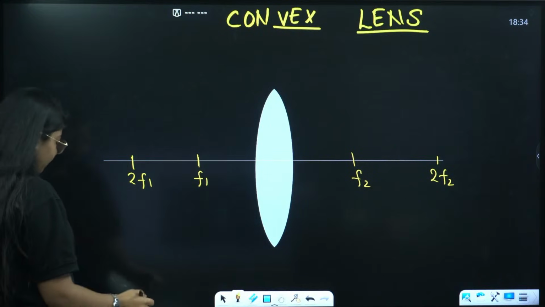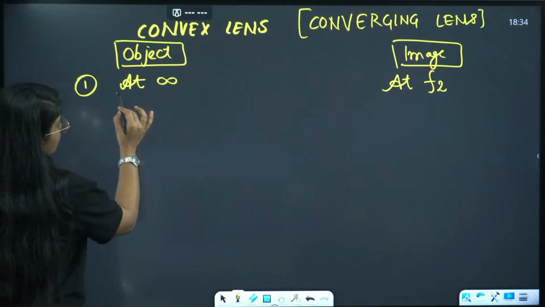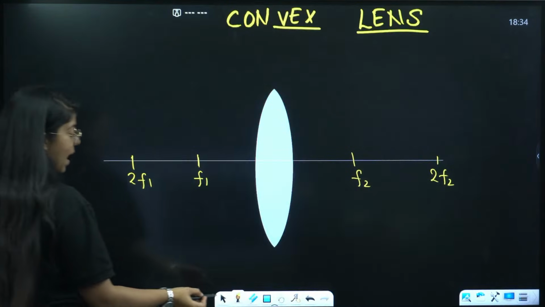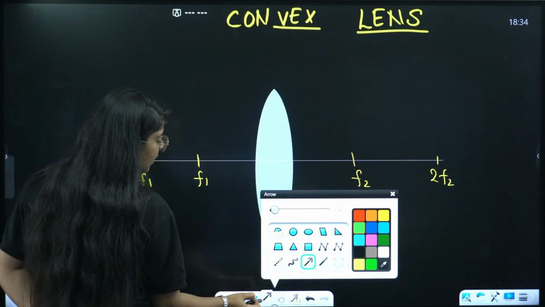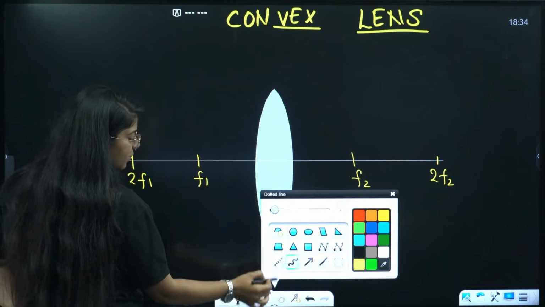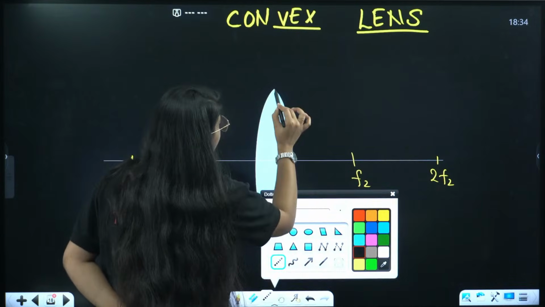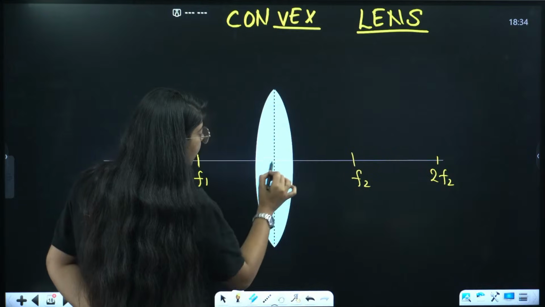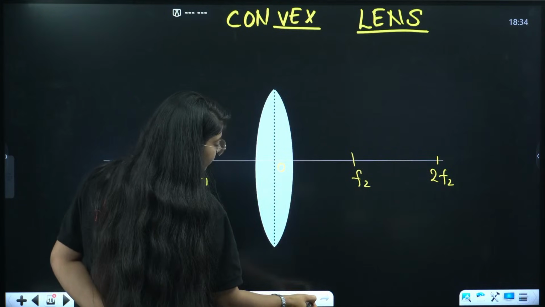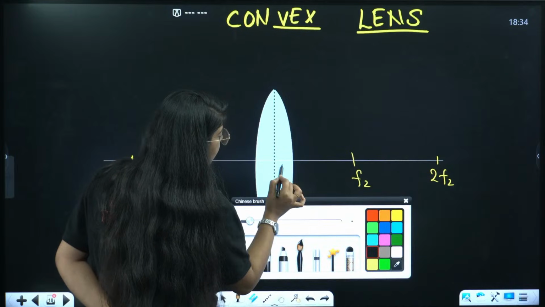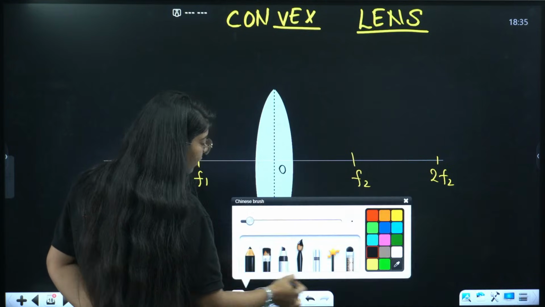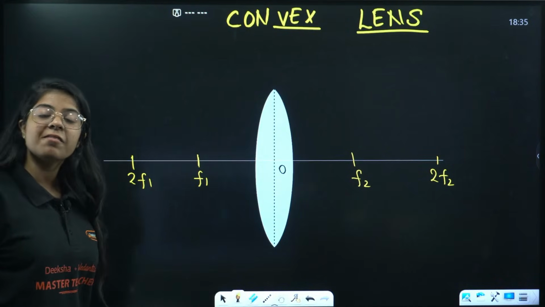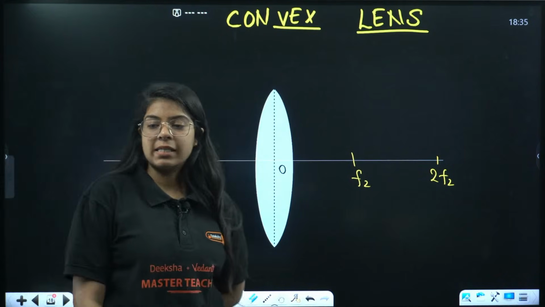चलो. So the first case, the object is at infinity. That means rays will be coming parallel, and if the rays are coming parallel, let's make this diagram. First, this is my optical center, and this is, you can call it optical axis or the axis of the lens. ठीक है, because here we will be taking all the distances.